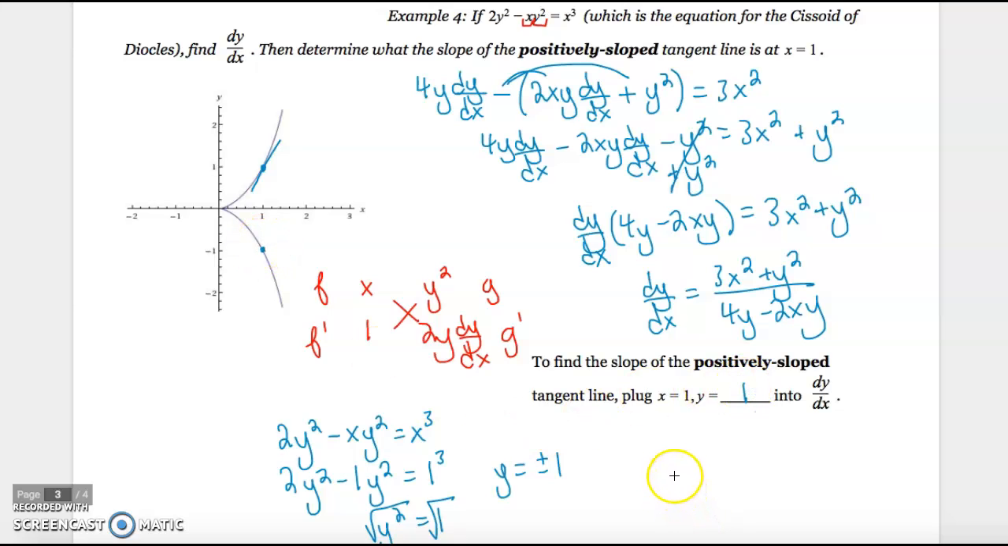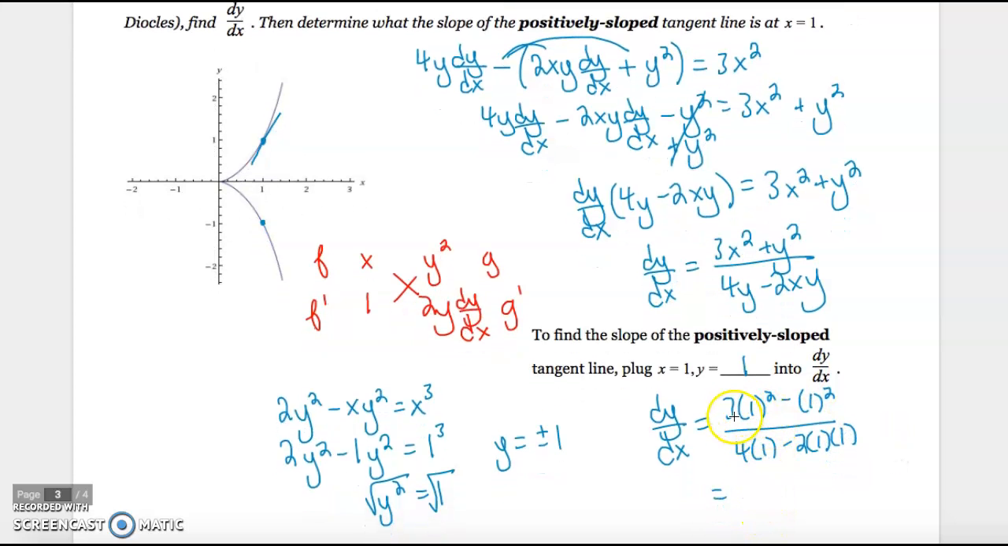1. Okay, so then to have dy/dx, I go ahead and just plug in (1, 1) for every variable in here. So I do 3 times 1 squared plus 1 squared all over 4 times 1 minus 2 times 1 times 1. That's a lot of ones. All right, so I get 3 plus 1 on top, which is 4. On the bottom, I get 4 minus 2, which is 2. So then I get 2 as my slope.